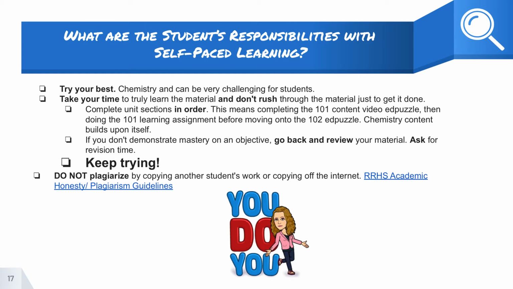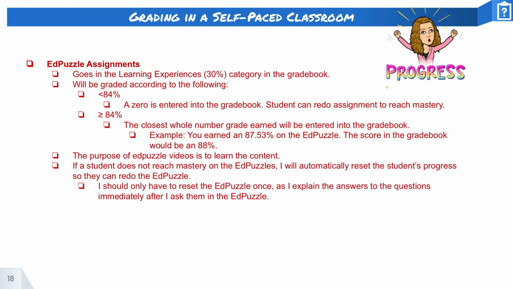So complete the unit sections in order. If you don't demonstrate mastery on an objective, go back and review your material and ask for revision time. Keep trying, and please do not plagiarize other people's work or copy off of the internet. So how does grading work in a self-paced classroom?